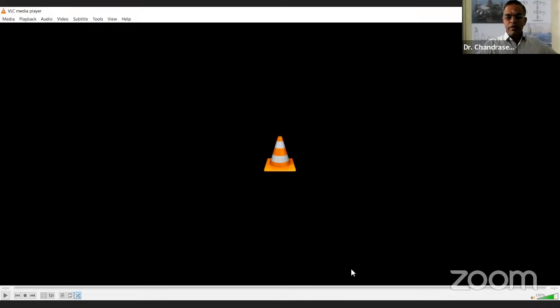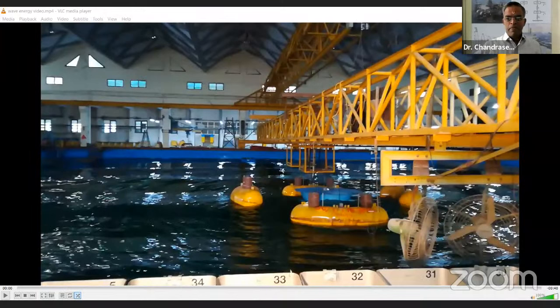I'll also show you one interesting video, which is coming out of a study we recently did: a wave energy device designed, developed and patented at IIT Madras. We are proud to say that this is one of the successful wave energy devices, which has been developed and is now in technology transfer to industry, both in India as well as abroad. The concept was developed in-house at IIT Madras in the Department of Ocean Engineering by me and my researcher.